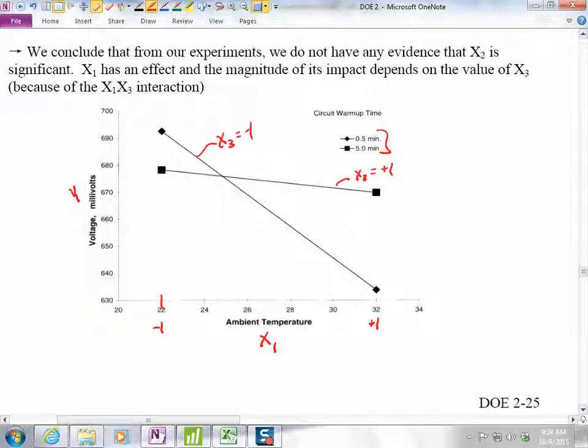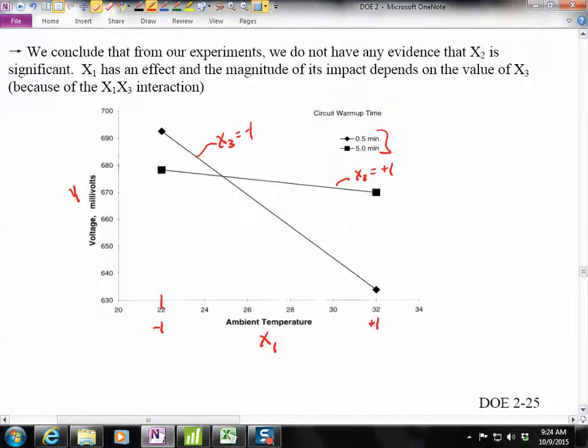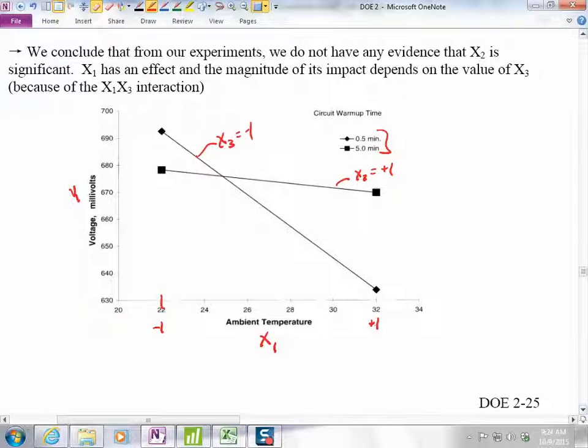So if the purpose of this experiment was to try to test this voltage testing procedure and say, how do we get the best, sort of most uniform, repeatable measurements, you'd probably want to set X3 at the high value here, right? Then the effect of room temperature isn't going to matter so much, and you're going to get that same measurement every time you test the circuit.